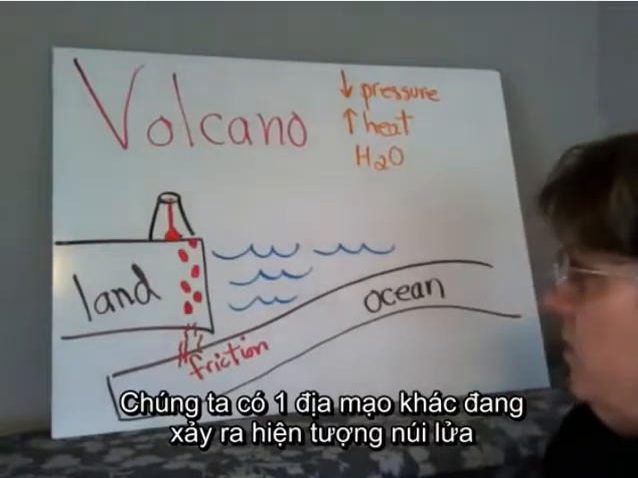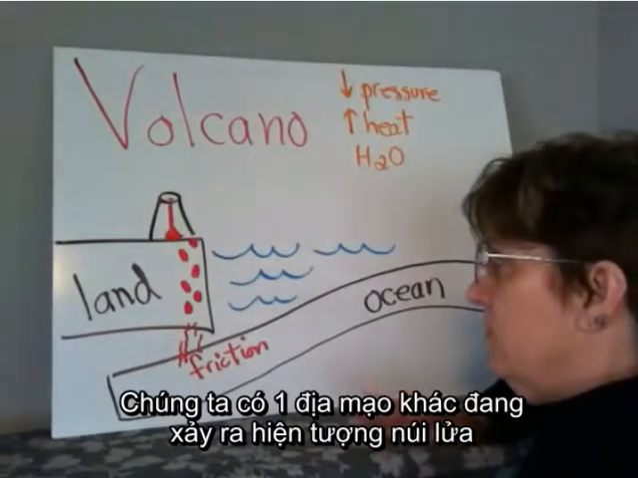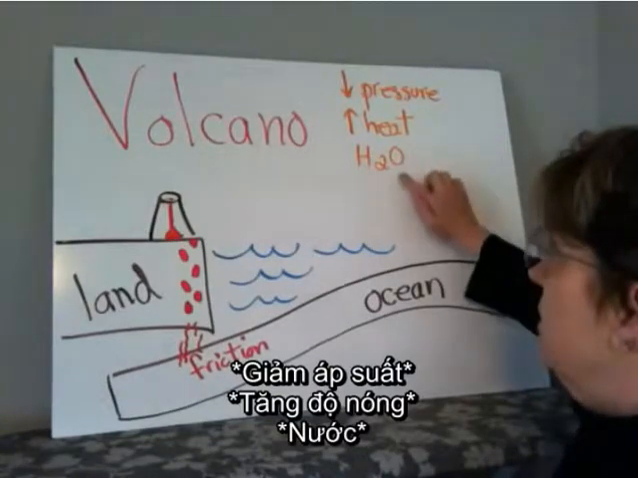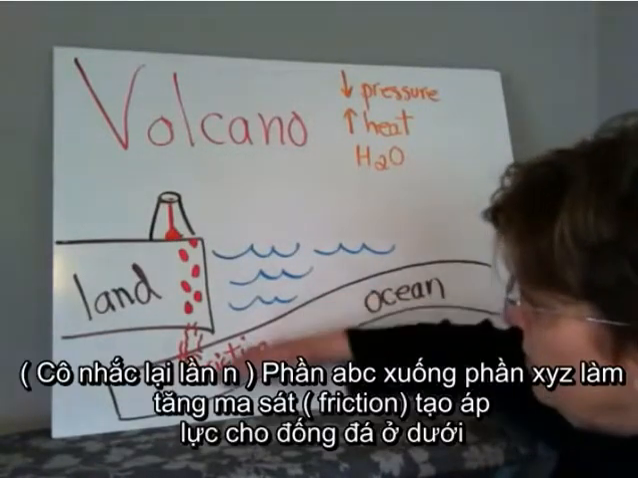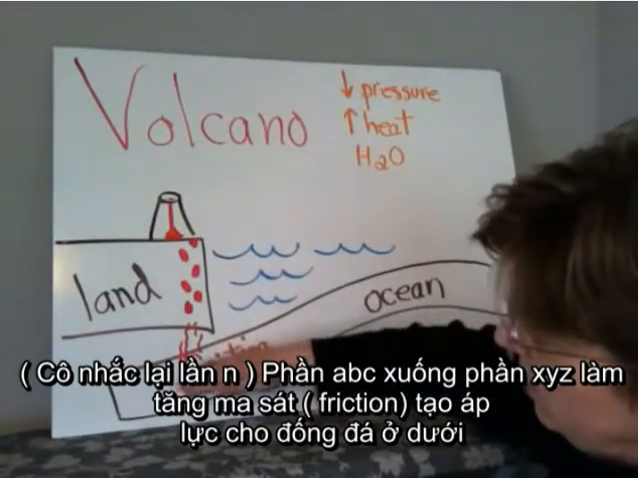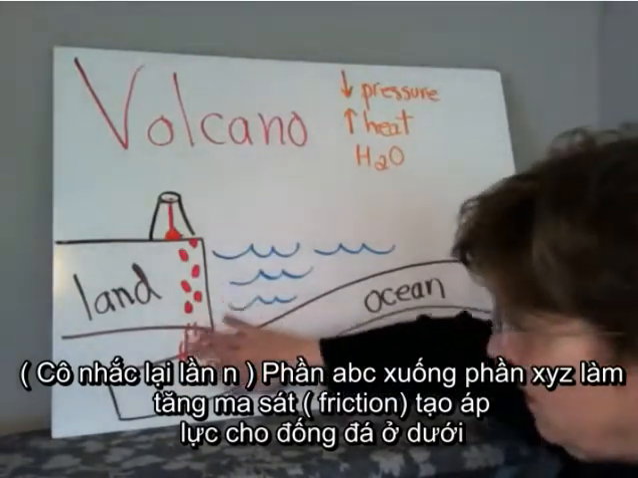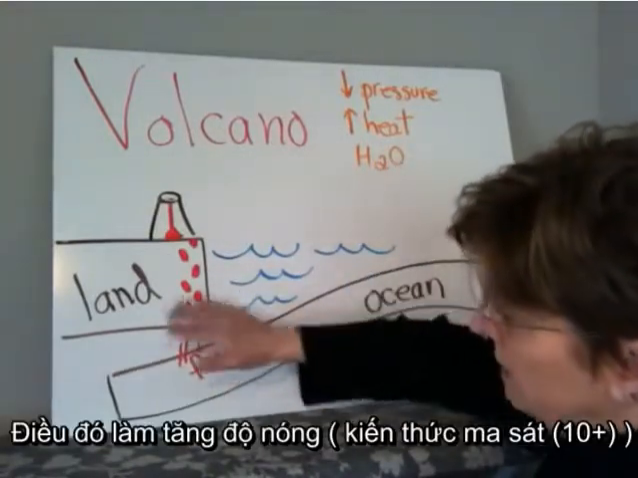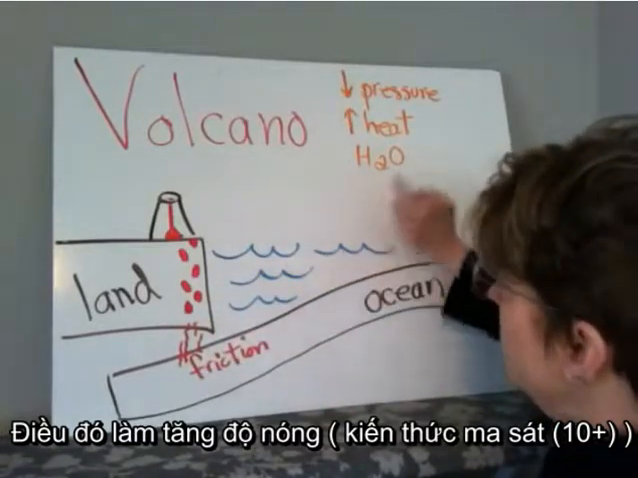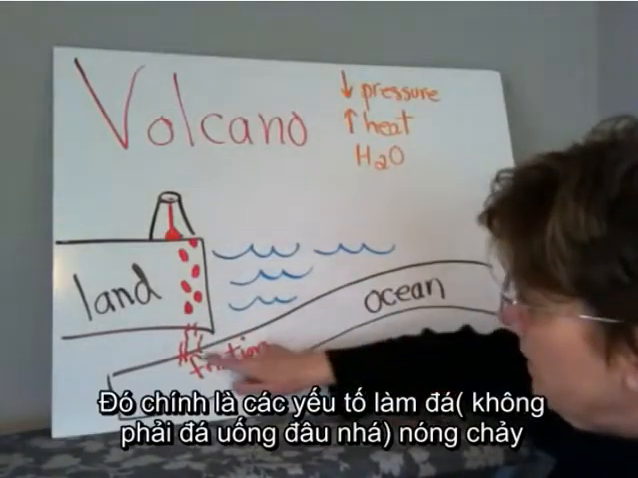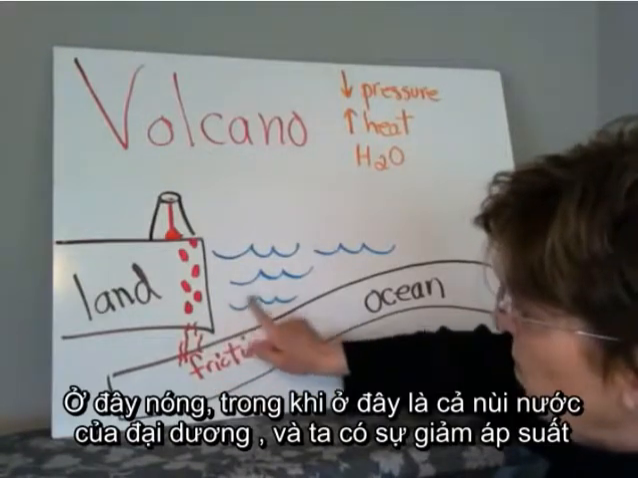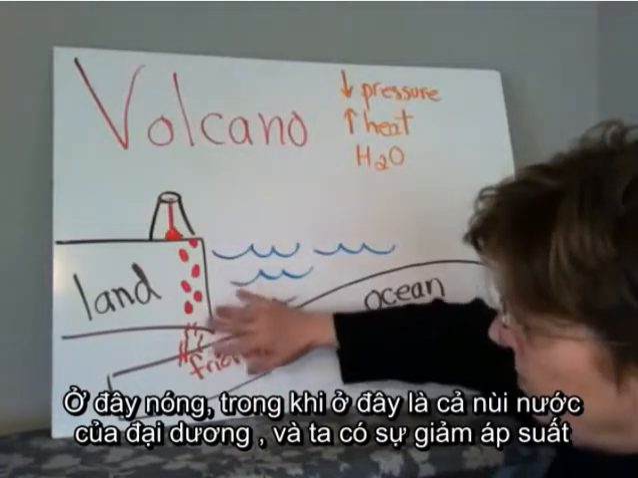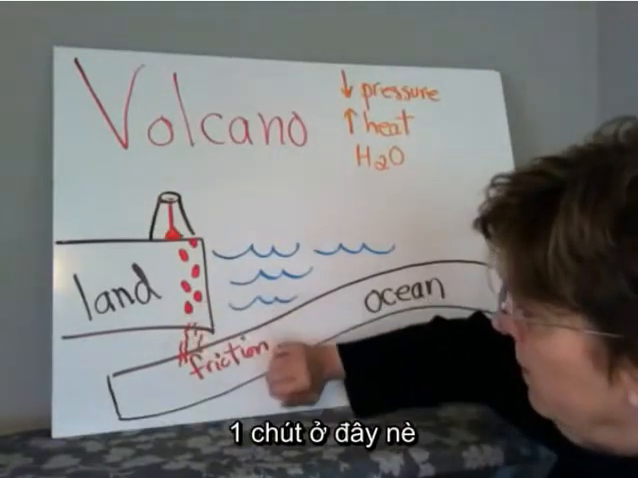Another landform that occurs at a subduction zone is volcanoes. We have all of the things we need to melt rock: decreased pressure, increased heat, and water. The decreased pressure comes from one plate sliding under the other plate, which lets up a little bit on the pressure of the rock. Then increased heat comes from the friction of one plate sliding against another, and we have water. And these are the ingredients we need to melt rock. So we've got some melting rock going on here, increased heat, some water mixing in from the ocean, and we have decreased pressure from the plates having a little bit of room here.